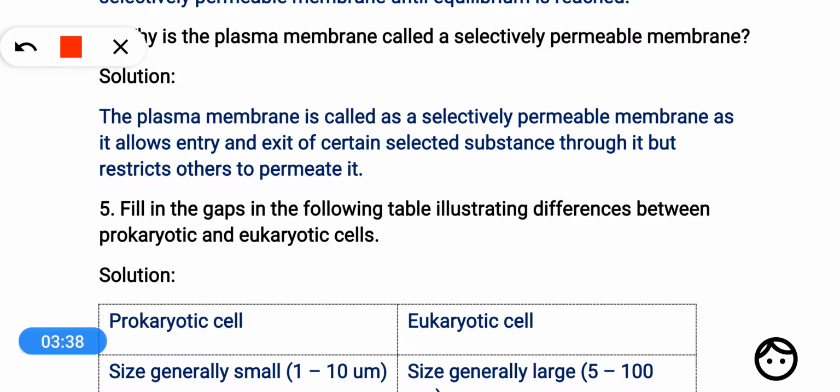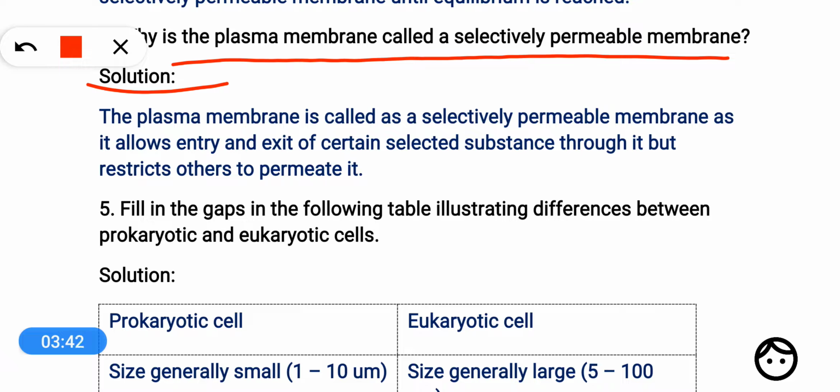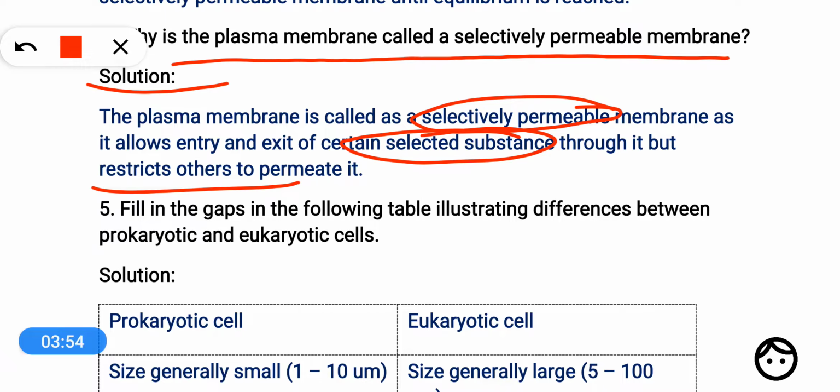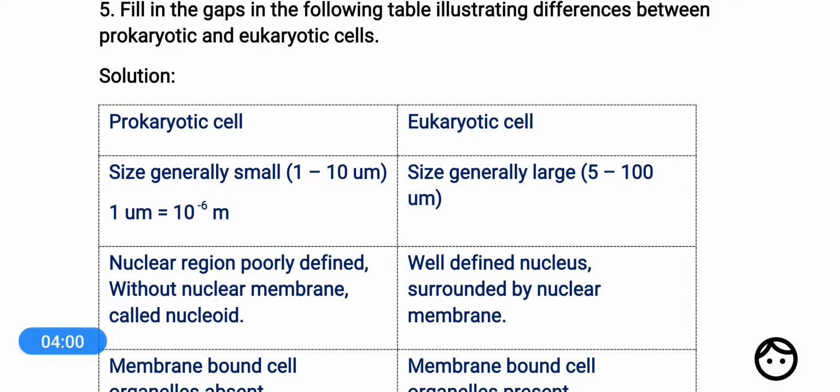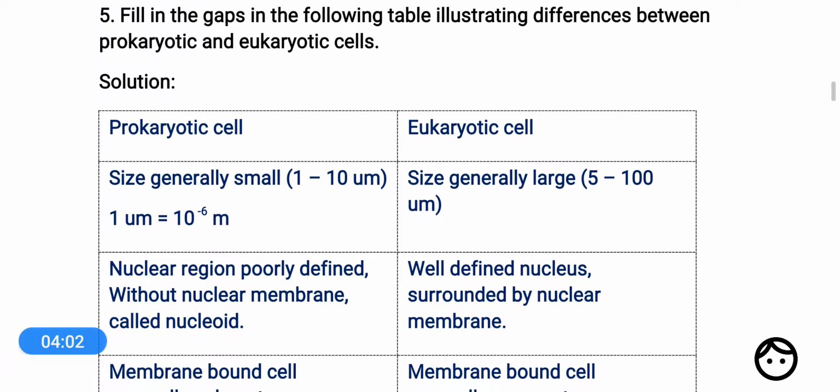Now the question number 4: why is plasma membrane called selectively permeable membrane? Because it allows entry and exit of only selected substances through the cell, and restricts others from permeating it, and this is why it is called selectively permeable membrane. So it will allow only certain substances to pass through it. This is why it is called selectively permeable membrane.